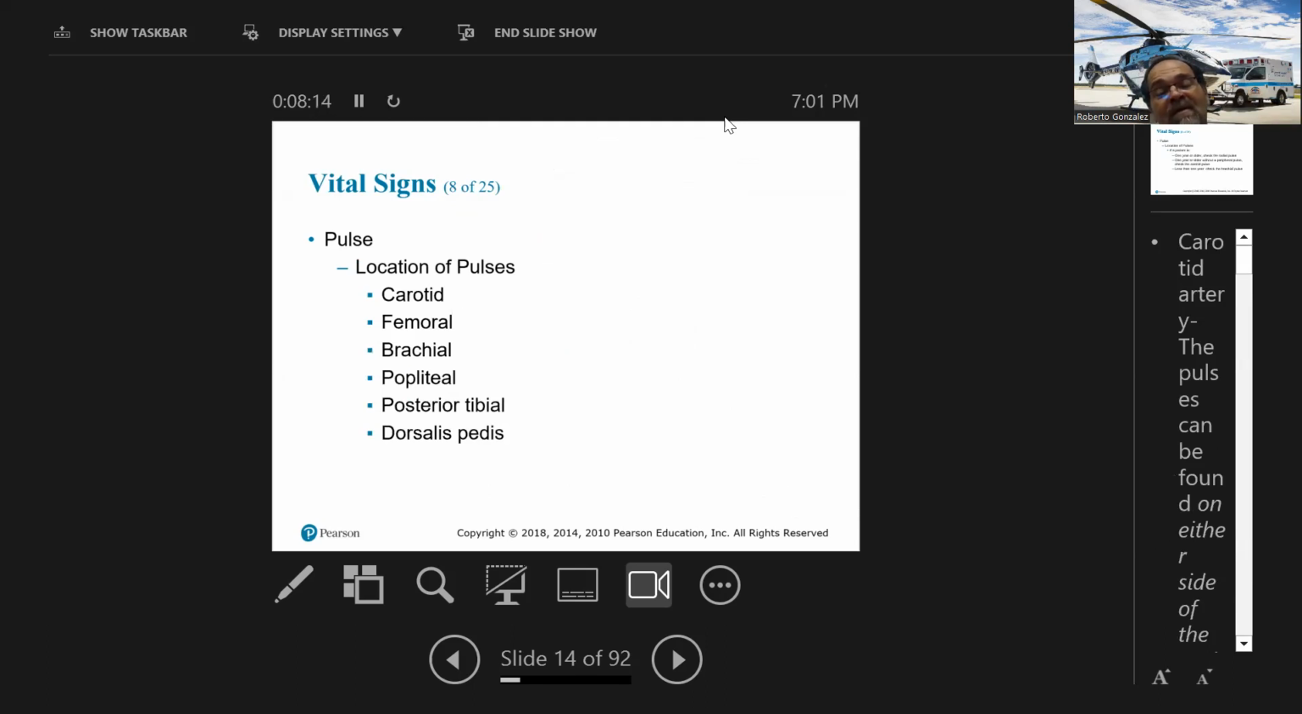Location of pulses: you have the carotid, which is in the neck; femoral, which is in between the legs; brachial, which is under the arm; popliteal, which is behind the knee; posterior tibial, which is on the side of the tibia; and dorsalis pedis, which is right on top of the foot itself.